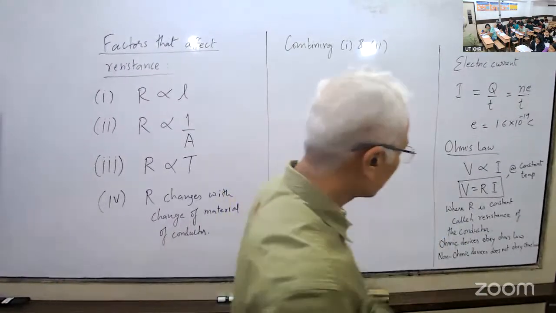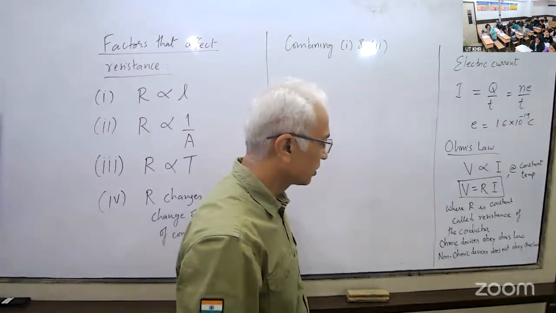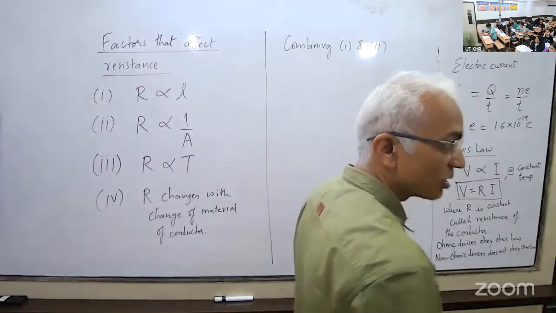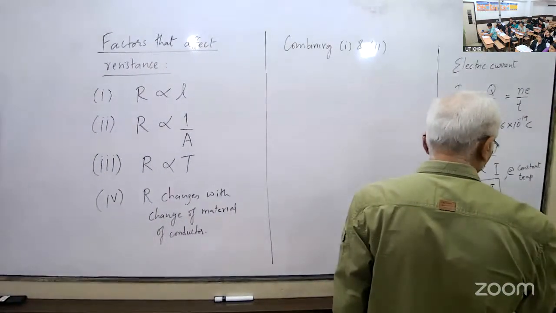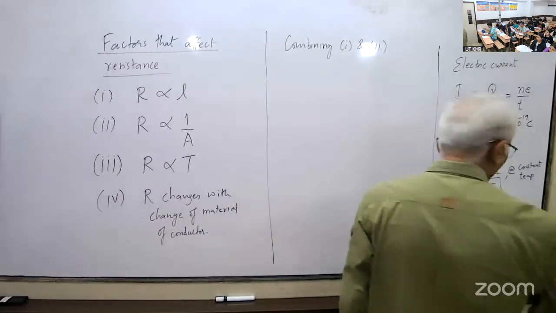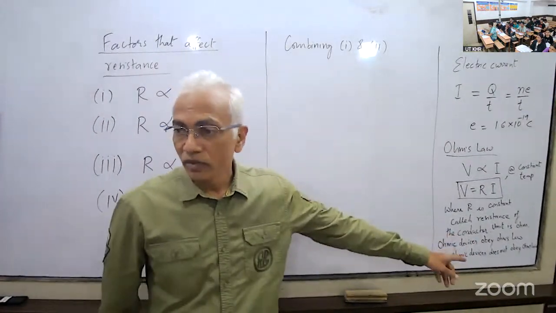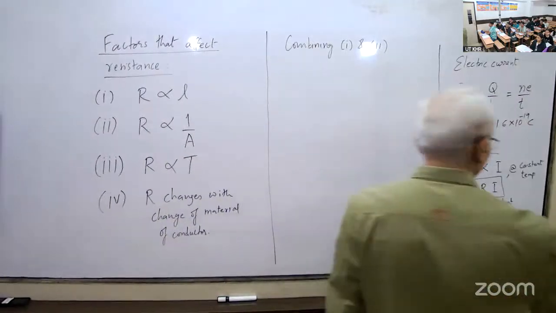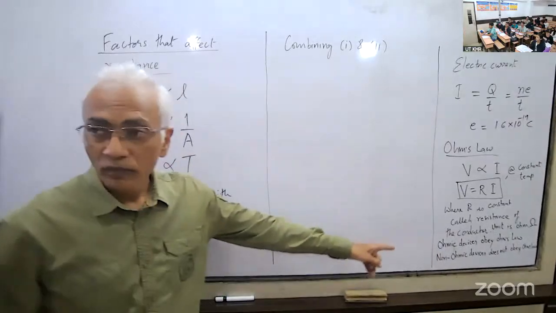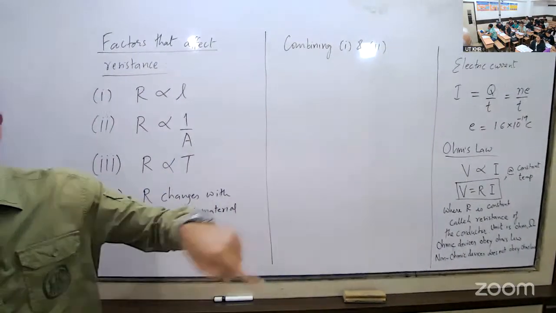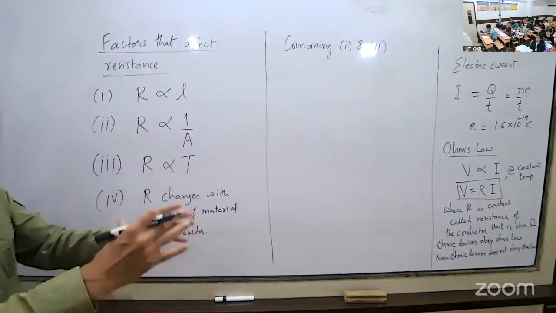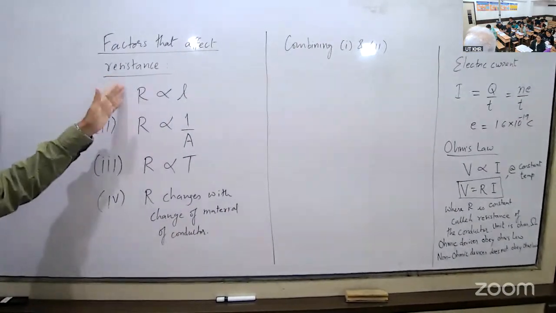So we said R is a constant for resistance of the conductor, and how is it measured? What is the unit of resistance? Unit is ohm. Unit of resistance is ohm, and its symbol is this, omega, Greek letter omega, capital. Okay? That's called ohm. So now we went forward.